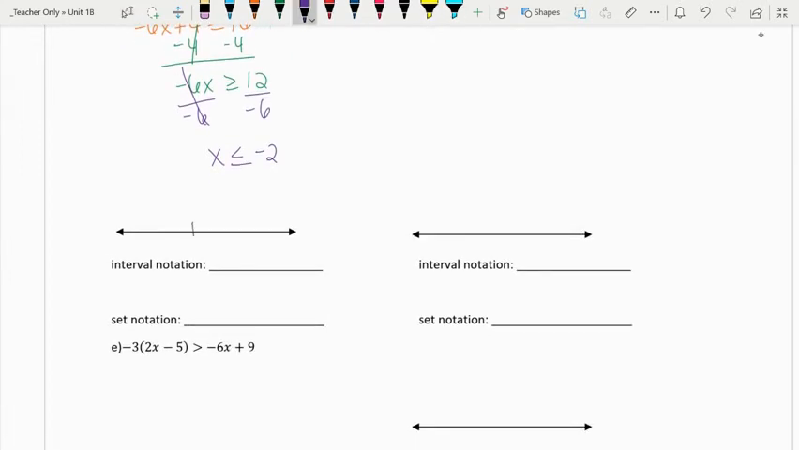This time, we would have a closed circle at -2 because it is or equals to. And it's less than, which is to the left. So we would be from -infinity to -2 with a bracket because it is equal to. And set notation, x such that x is less than or equal to -2.